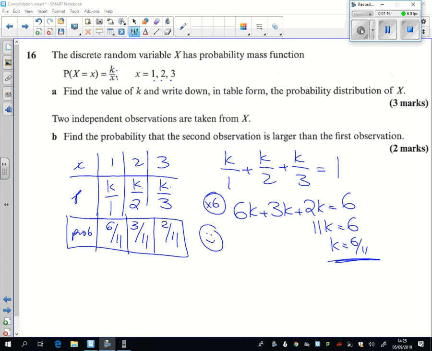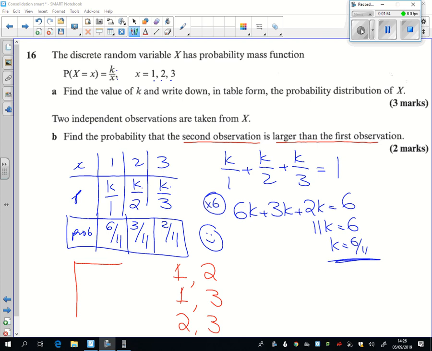Now part B is quite good as well. We're interested in the second observation being larger than the first observation. So the first thing you've got to do is think, well, what could happen? If I got a 1 in the first go, then I'd need a 2 in the second. Or maybe I get a 1 in the first go and a 3 in the second. Well, then the second observation is larger than the first. If I got a 2 in the first go, I'd have to get a 3 on the second go. There's nothing else that could work.